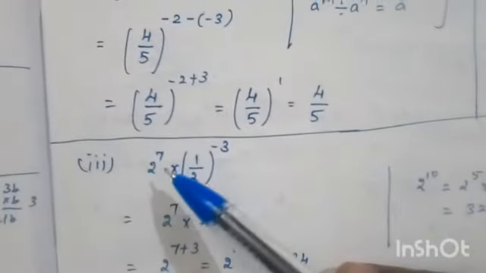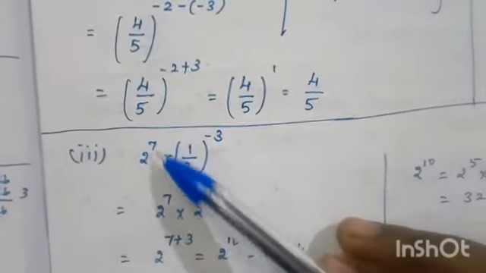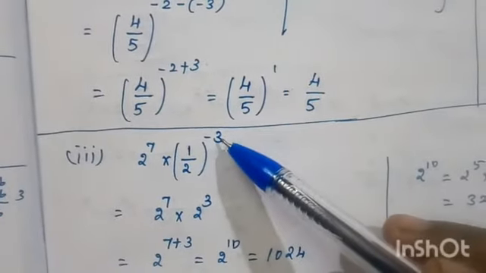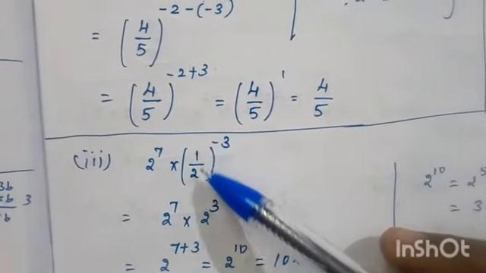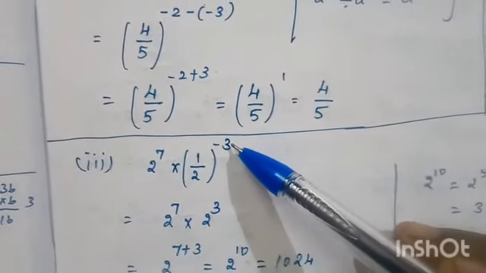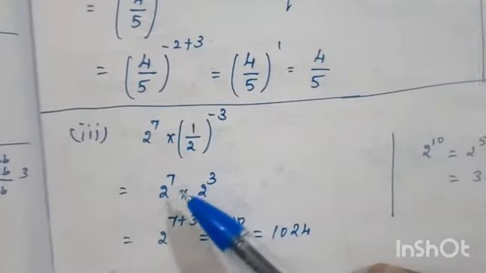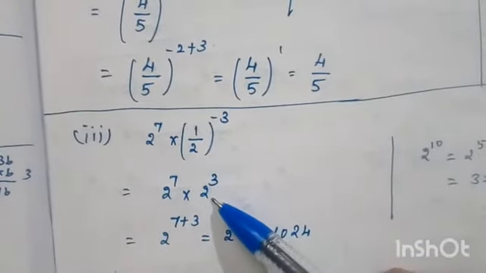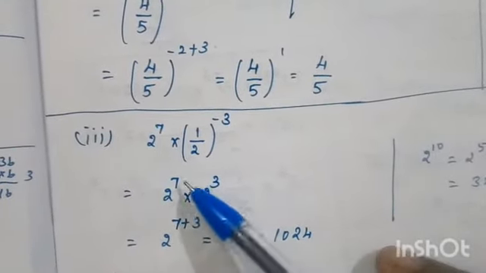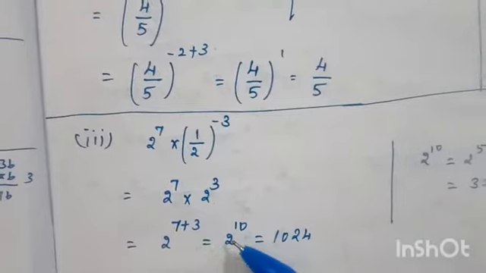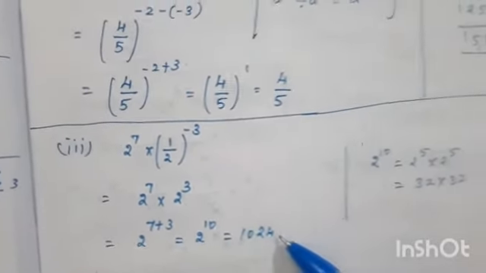Next, third problem, 2^7 into (1/2)^-3. So that is 2^7 into, for (1/2) we have a negative power, so you have to take the reciprocal. After taking the reciprocal, the power becomes plus 3, so 2 cube. Now a^m into a^n is a^(m+n), so 7 plus 3. That is equal to 2^10, which is 1024.